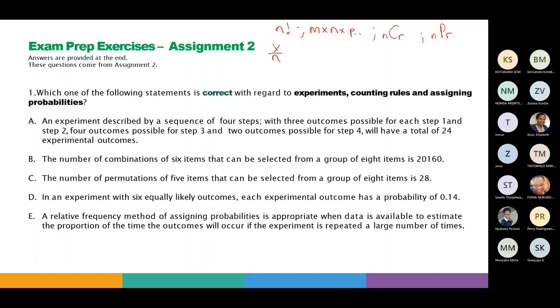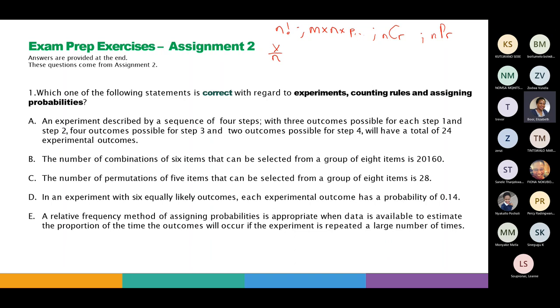A relative frequency method of assigning probability is appropriate when the data is available to estimate the proportion of the time the outcome will occur if the experiment is repeated a large number of times. And here it's more about the definition. Is this a definition of an experiment, a definition of an observational experiment, or something else?